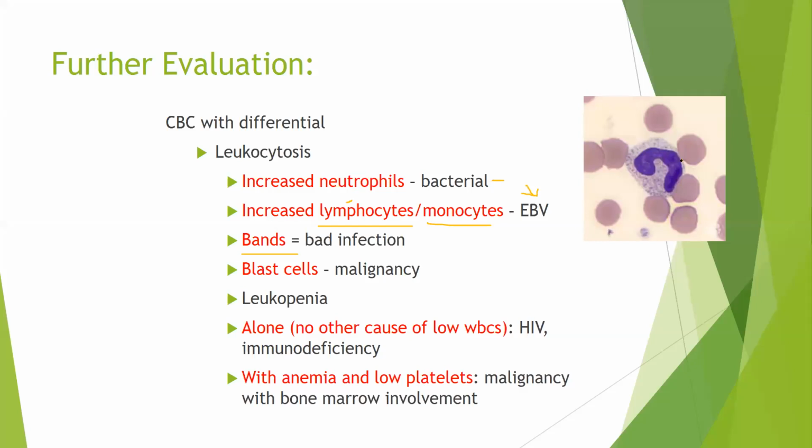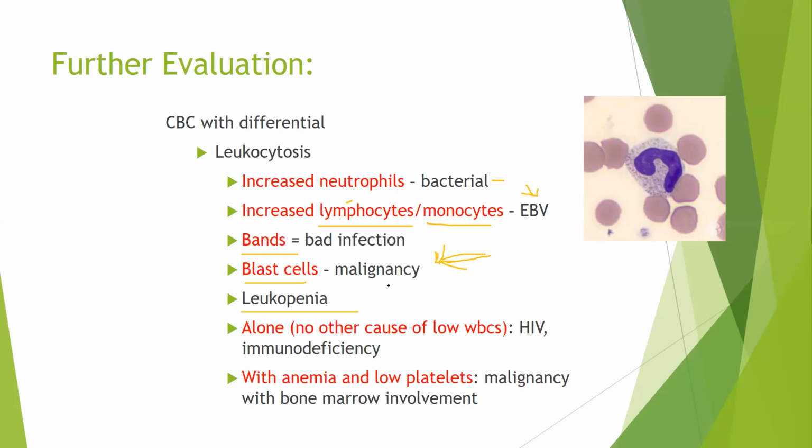If there are bands, that is basically a neutrophil that gets kicked out into the peripheral circulation before it should. That's a sign of a bad infection, because we're trying to get all the forces out there to treat this infection. And blast cells are usually malignant cells. They are cells that should not be making their way into circulation. These cells should be sequestered in the bone marrow.